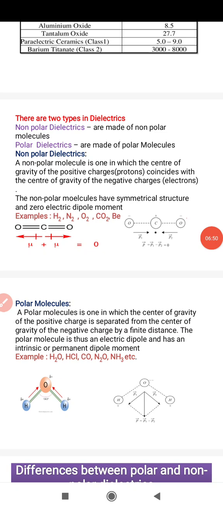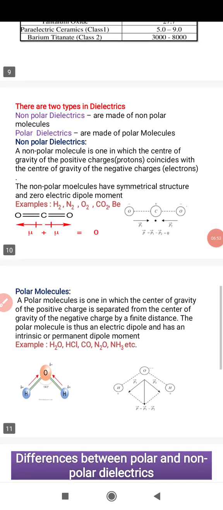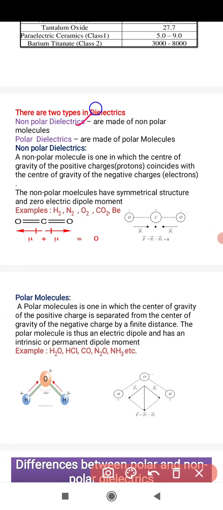Now we see there are two types of dielectrics. Non-polar dielectrics are made up of non-polar molecules, and polar dielectrics are made up of polar molecules. Now we see what is meant by non-polar dielectrics. Non-polar dielectrics are made up of non-polar molecules.